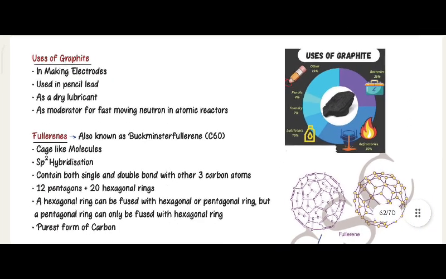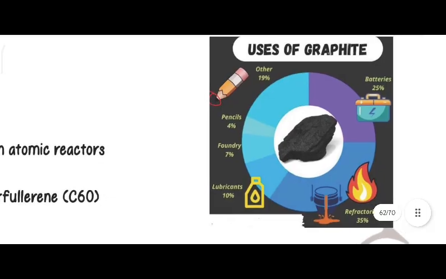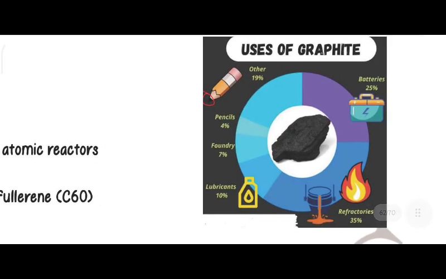Uses of graphite: in making electrodes, pencil lead, as a dry lubricant, and as a moderator for fast moving neutrons in atomic reactors. Fullerenes, also known as Buckminster fullerenes, C60. Use of graphite: battery 25%, refractories 35%, lubricant 10%, foundry 7%, pencil 4%, others 19%.